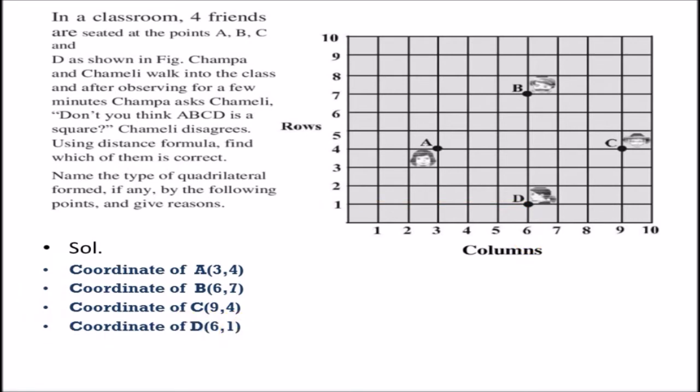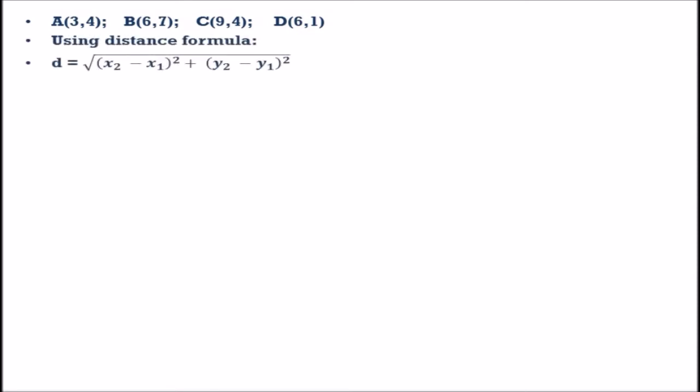Now, in order to determine what type of quadrilateral it is, we have already seen that we need to find 6 distances. Firstly, of the 4 sides, AB, BC, CD and AD, and then of the 2 diagonals, AC and BD. So let's start. So these are our coordinates: A (3, 4), B (6, 7), C (9, 4) and D (6, 1). So now we will use the distance formula. D equals root over (x2 minus x1) whole square plus (y2 minus y1) whole square.